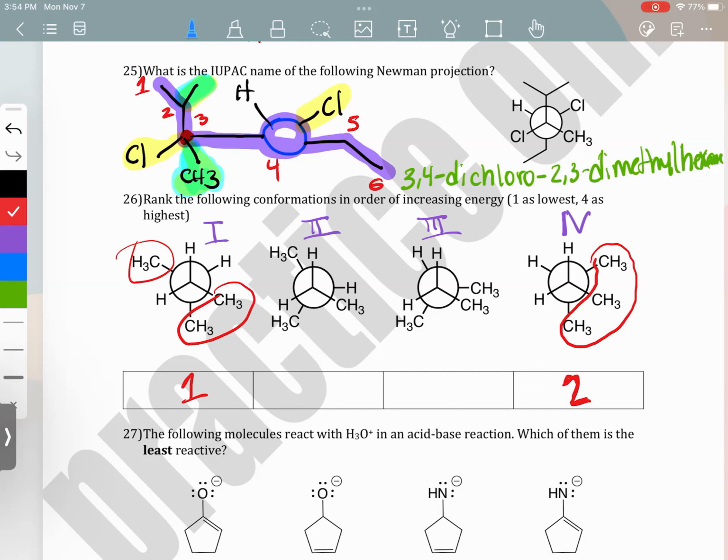Now, 2 and 3 are the eclipsed conformations. Which one is lower in energy than the other? 2 is lower. Right, all those methyls are further apart than in 3. So then 2 gets ranked 3, and that means 3 is ranked 4. It's the highest energy. I just look for eclipsed equals anti, basically.